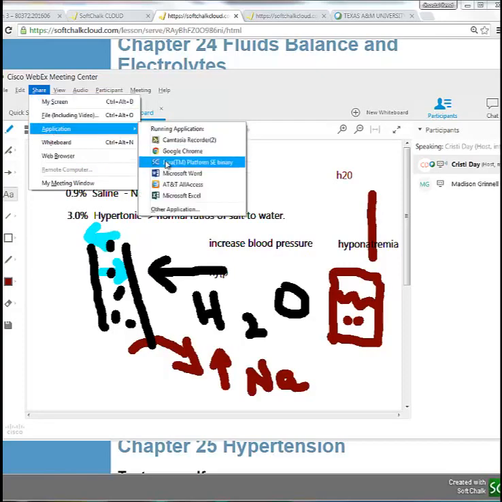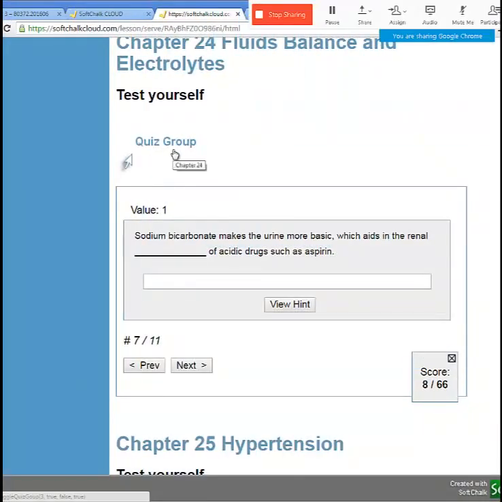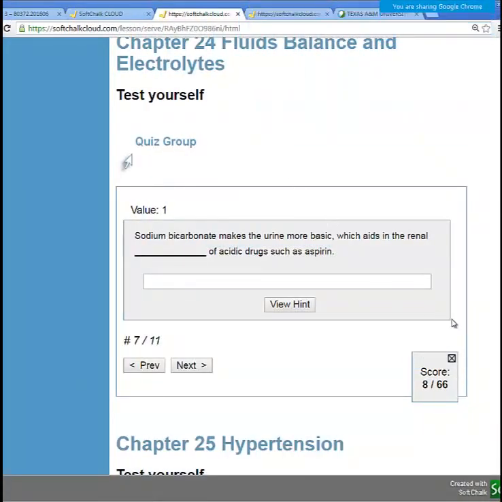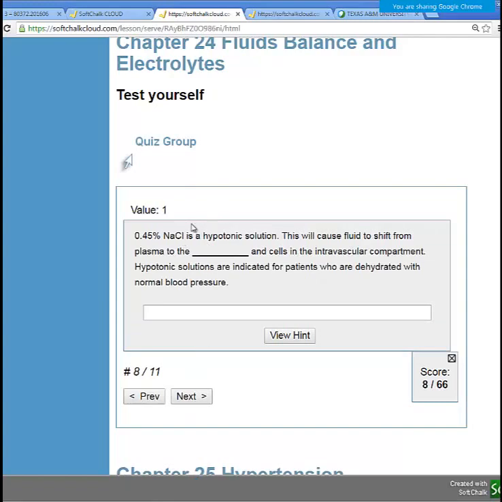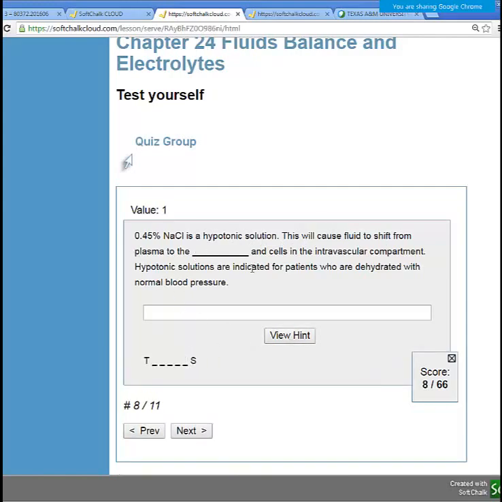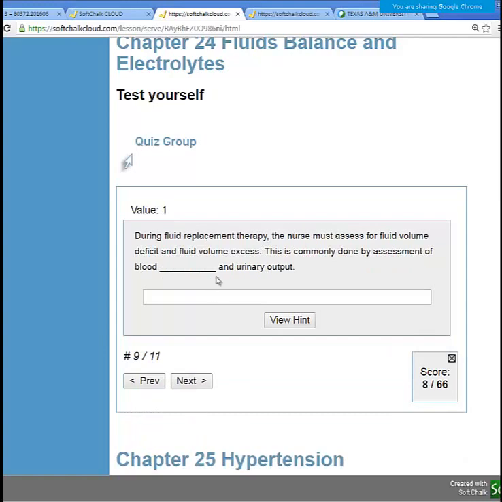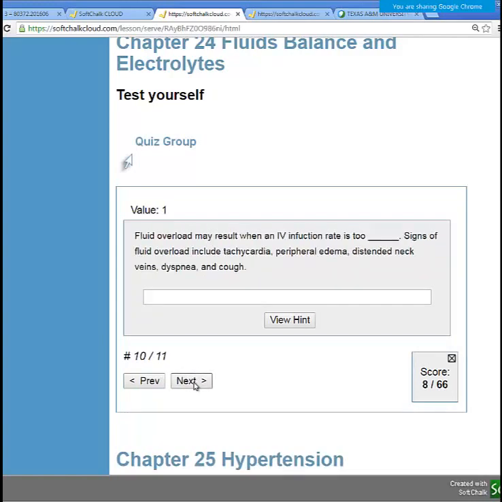Okay, so let me go back to sharing Google. There we go. All right, fancy, right? Okay. In this one, fluid and electrolytes, there's going to be a few questions on those type of things. So giving hypotonic will cause the fluid shift from the plasma to the tissues. Yeah, tissues. And you can go through those and try it out. I'll bet you can answer a lot of them now just by talking about that.